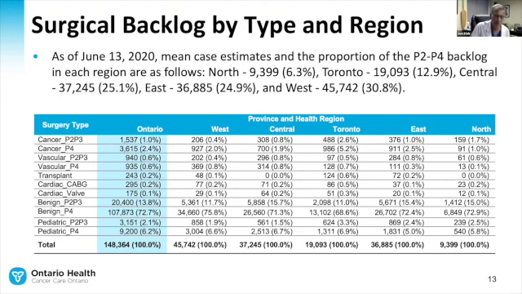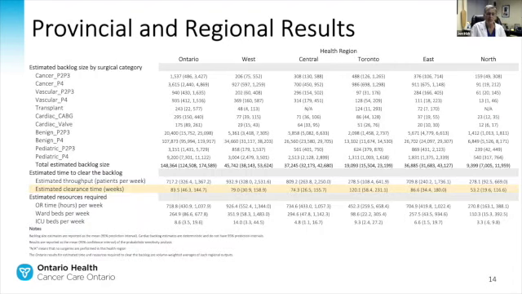Next slide, please. And it shows, using this data, both at the provincial level and by regions, obviously, as I already mentioned, the backlog size and the estimated clearance time to clear the backlog. In Ontario, it would take 84 weeks to clear the backlog of surgery in 148,000 patients.